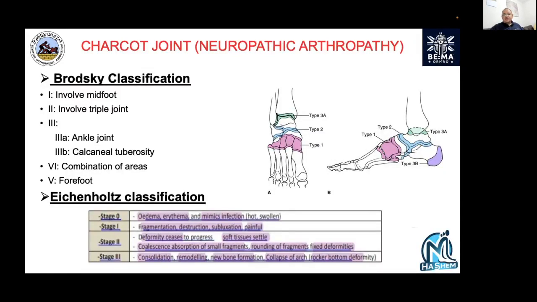Brodsky is just, as I told you, a descriptive classification. And without Brodsky, you still understand and you still can spot where the deformity is and what you need to correct.